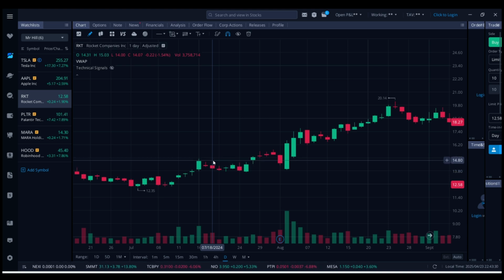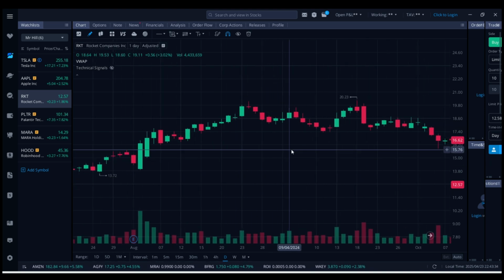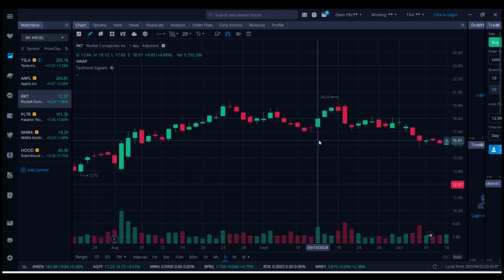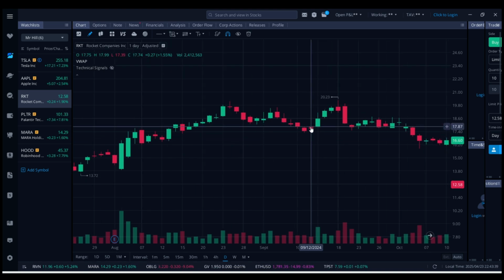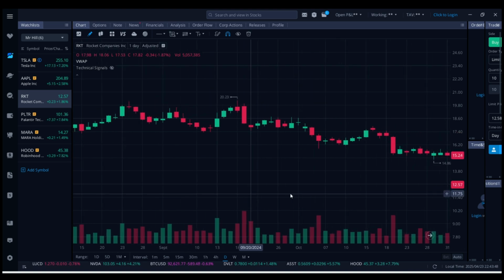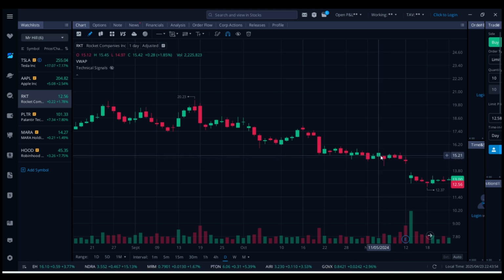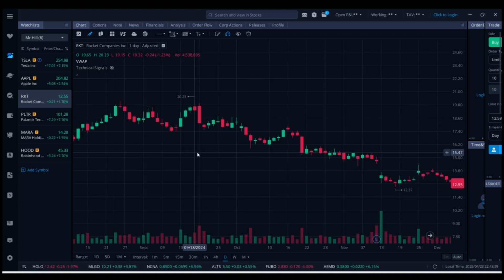And then the opposite of the gravestone is the dragonfly. Just try and find a dragonfly. It pretty much just looks like a T. Yeah, kind of like this one. So a T. And then you've just got your regular dojis, things like this. Perfect example of a regular one. Same with that one. And then you've got your long leg dojis. Something like that. If that base was a little bit skinnier, that would class as a long leg doji.